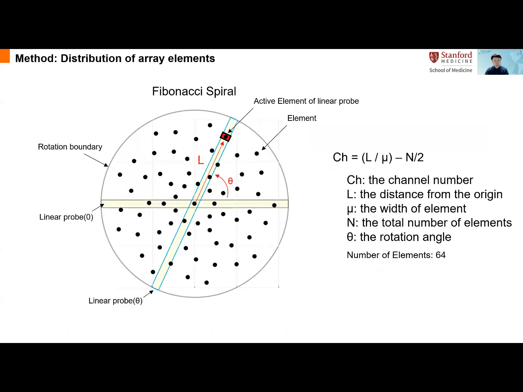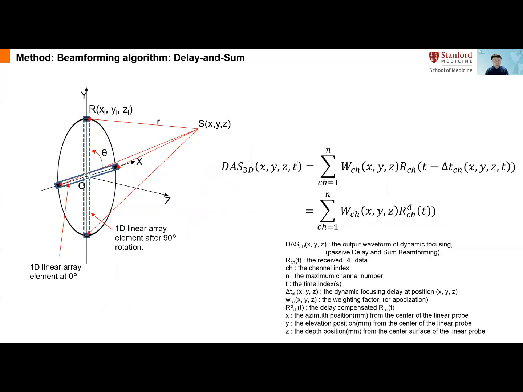We chose a Fibonacci spiral structure. The position of each 2D array element can be obtained by rotating the 1D linear probe and selectively activating the elements. A total of 64 channels were used in this study. Conventional delay and sum beamforming was used to reconstruct the 3D PAM with the 64 channel signals.